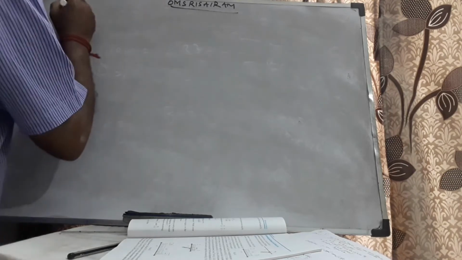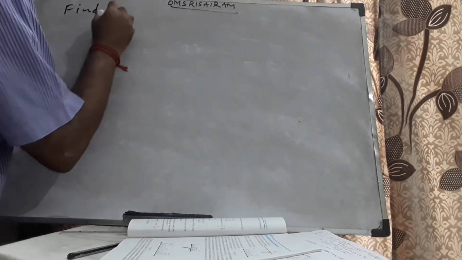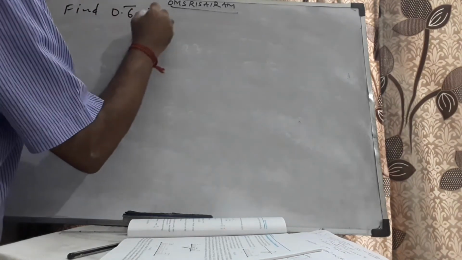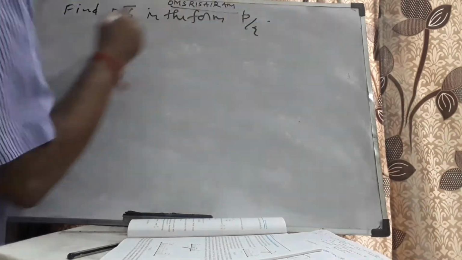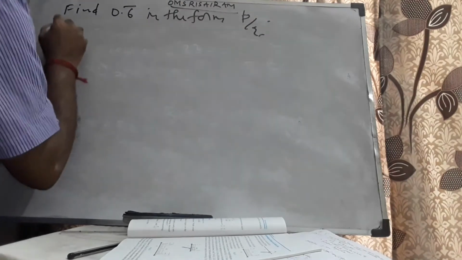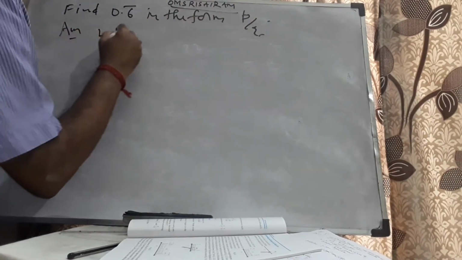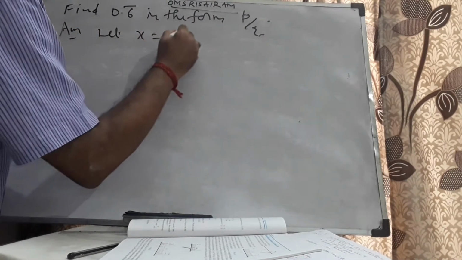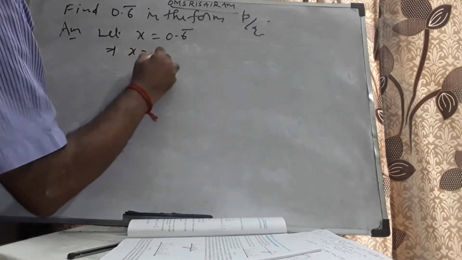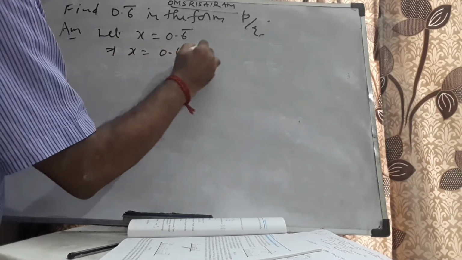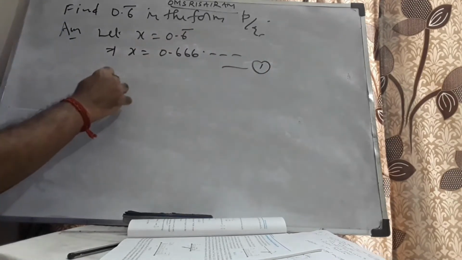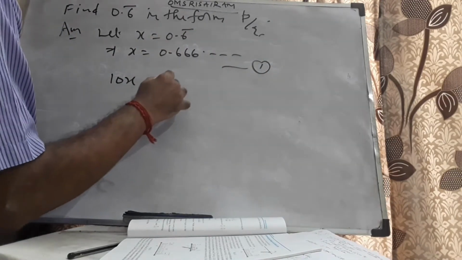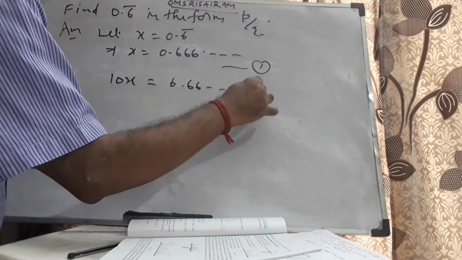Now find 0.6 bar in the form p by q. This is the first sum meant for us today. Let x equal 0.6 bar, which implies x equals 0.666, and it goes up to infinity. We name this equation 1. Just multiply 10 with this: 10x is 6.666, and it goes up to infinity.